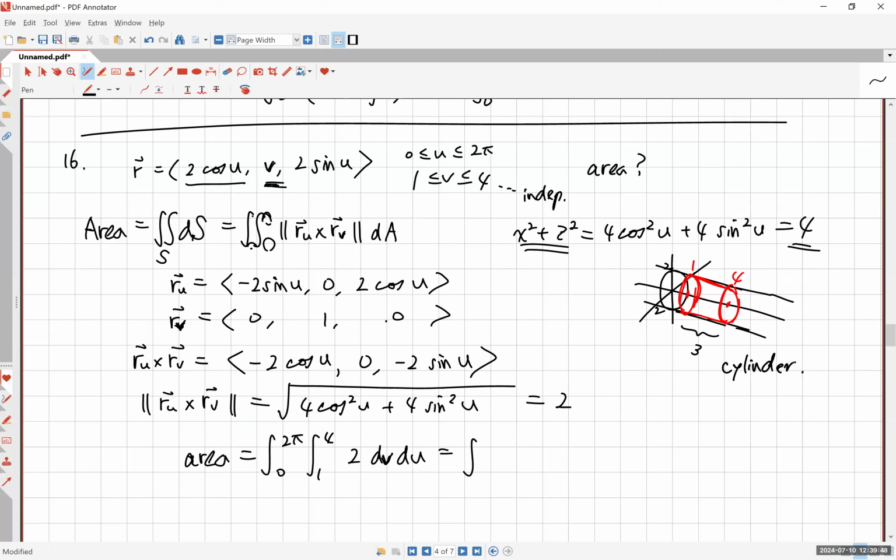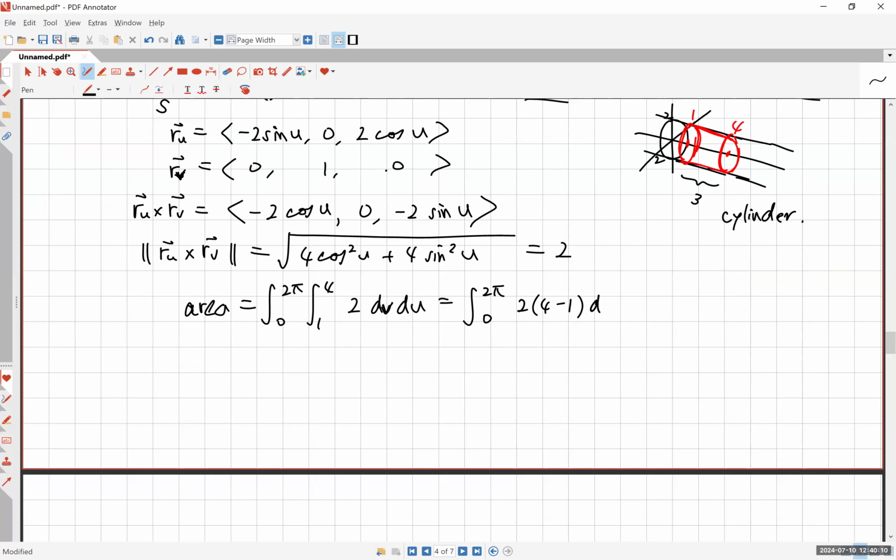Cylinder of length 3. That's the identification of the surface. Remember, the problem says sketch and identify. So I should sketch this and identify this as a cylinder, a finite cylinder of length 3. 4 minus 1, that's 3, times 2 is 6. So 6 times the integral from 0 to 2 pi of dU, that's 12 pi, and that is the surface area.